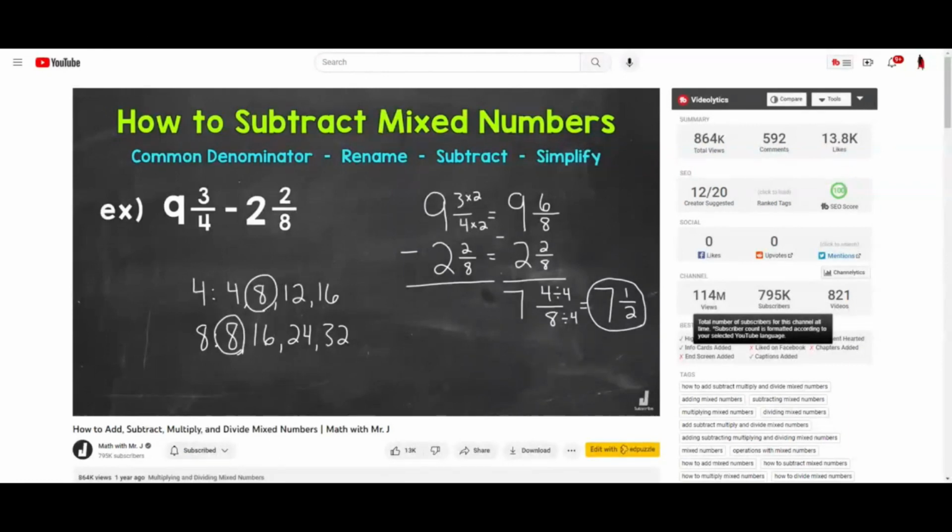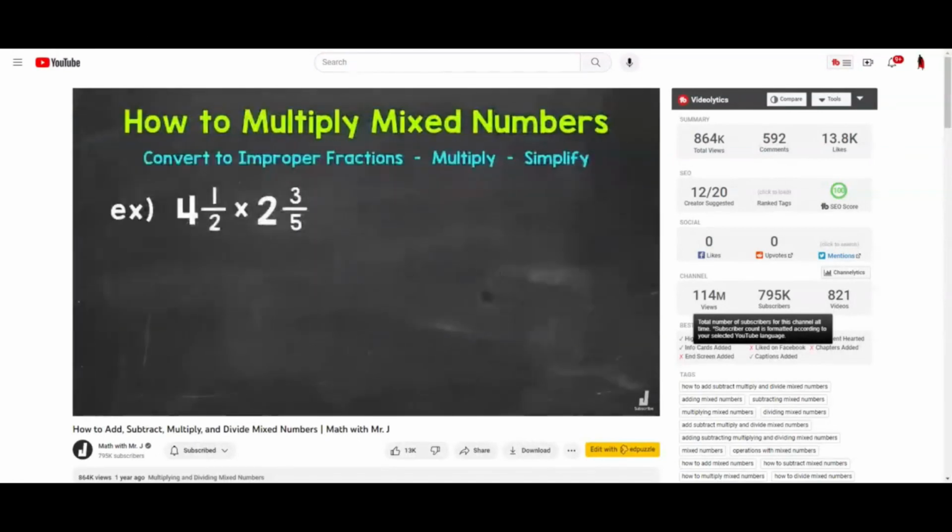So we've gone through an addition and a subtraction example. Now we'll move on to multiplication. For our multiplication example, we have 4 and 1/2 times 2 and 3/5. Now the first thing that we want to do is to convert our mixed numbers to improper fractions. That way we have a numerator and a denominator, and we can multiply straight across.